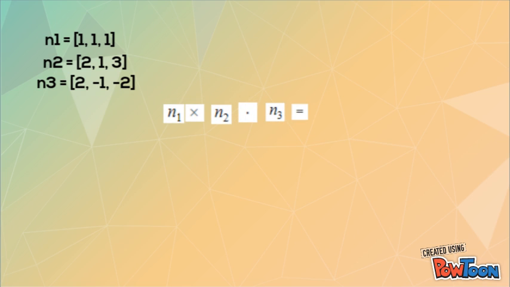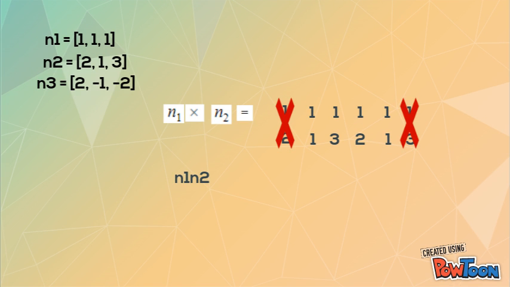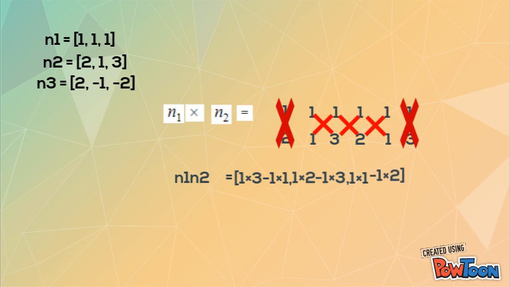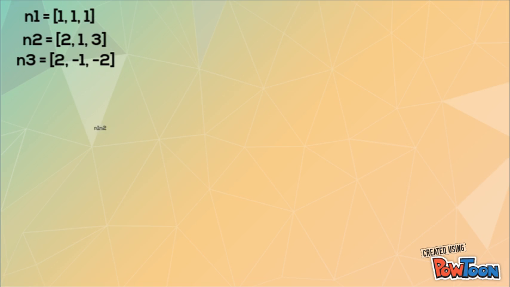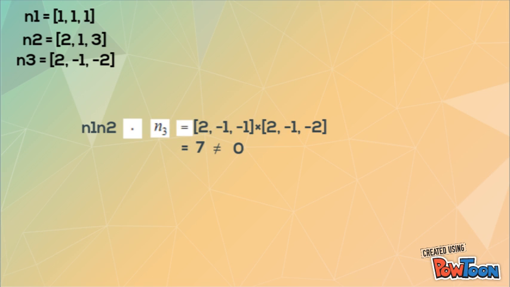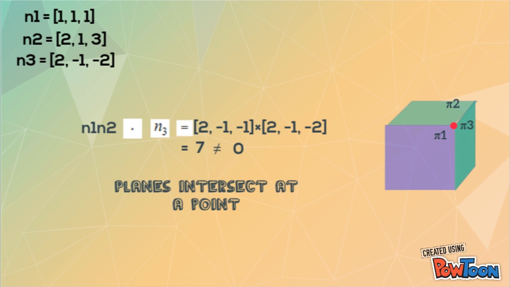In the volume test, we take the cross product of any two normals and dot product with the other normal. In this case, the cross product n1 × n2 can be written as (1 times 3 minus 1 times 1, 1 times 2 minus 1 times 3, 1 times 1 minus 1 times 2) to get a new vector, (2, -1, -1). And now let's do the dot product, using the cross product of n1 and n2 dot product with n3. Then we get a scalar quantity 7, which does not equal 0. Thus, the planes intersect at a point.